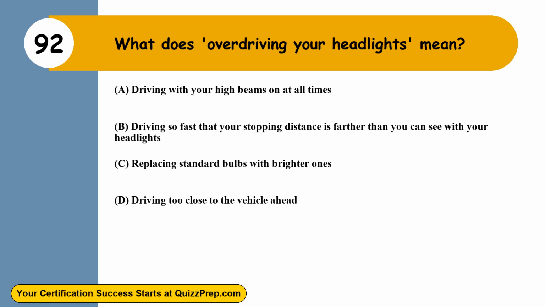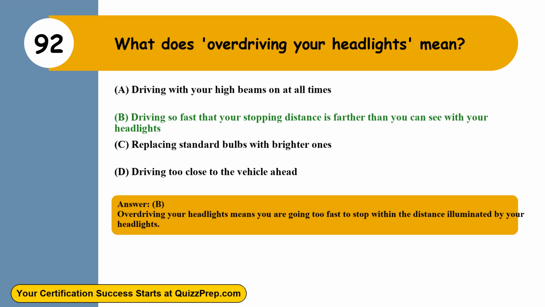Question 92. What does overdriving your headlights mean? Option A, driving with your high beams on at all times. Option B, driving so fast that your stopping distance is farther than you can see with your headlights. Option C, replacing standard bulbs with brighter ones. Option D, driving too close to the vehicle ahead. The correct answer is option B. Driving so fast that your stopping distance is farther than you can see with your headlights. Overdriving your headlights means you are going too fast to stop within the distance illuminated by your headlights.